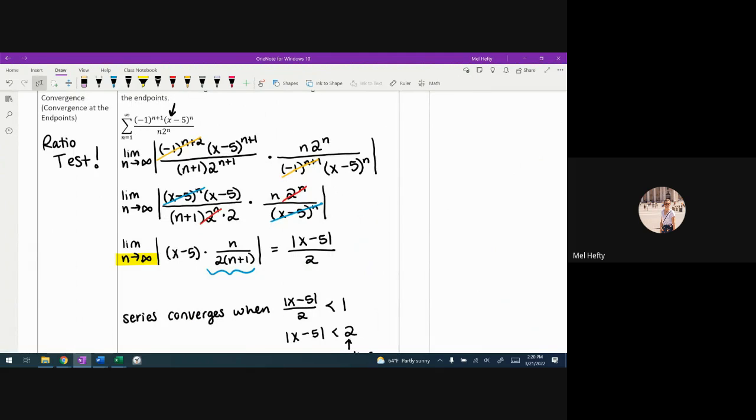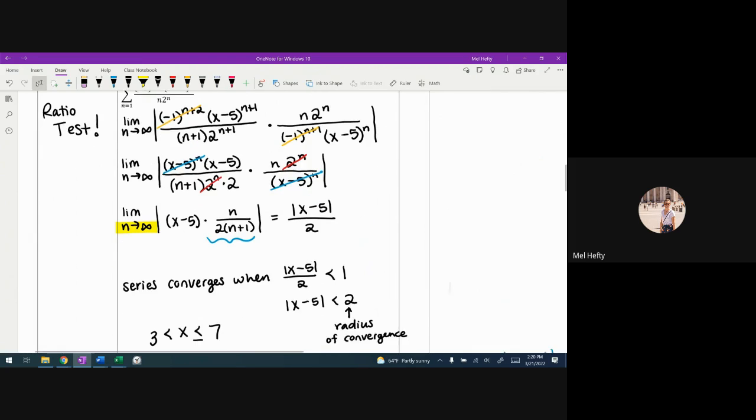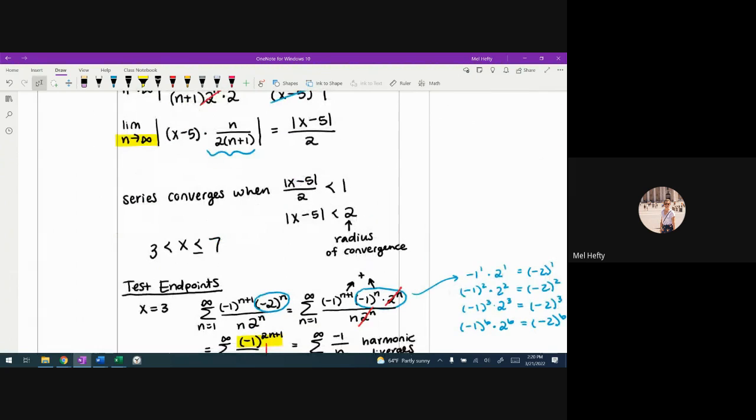Saw some moves around the room. We got 3 of 7. Yeah, 2 to the right of 5. Is that because the radius of convergence was 2? Exactly. So this is center minus the radius, and this is center plus. Perfect. Were there any other sticking points? Any other confusion points?